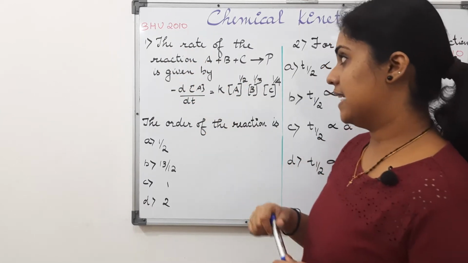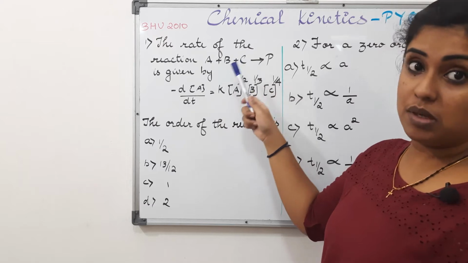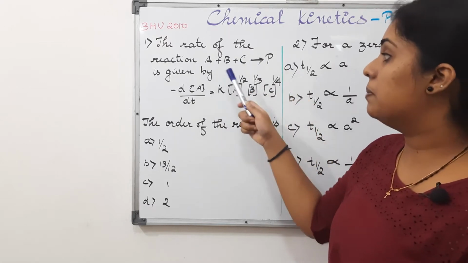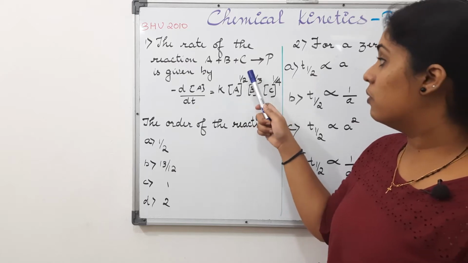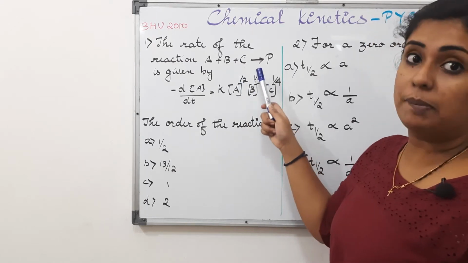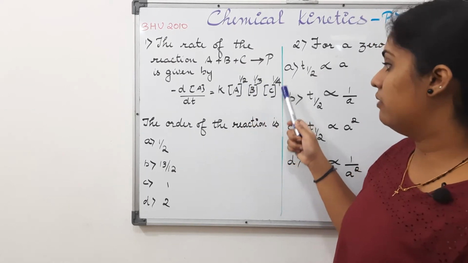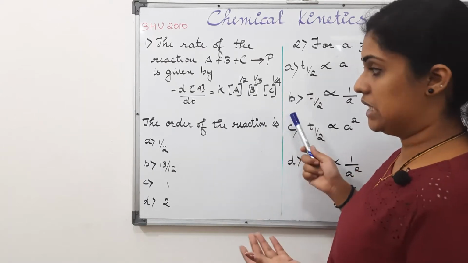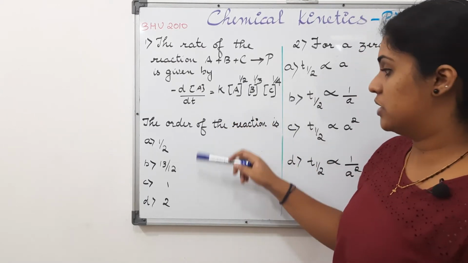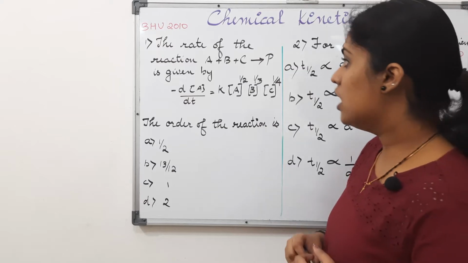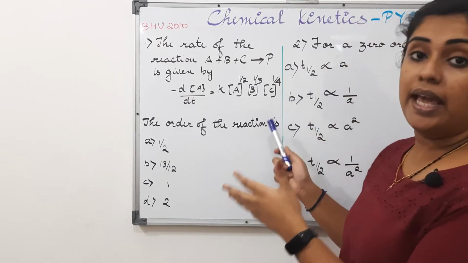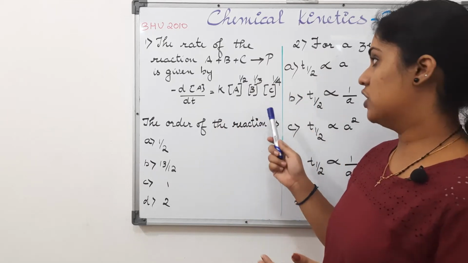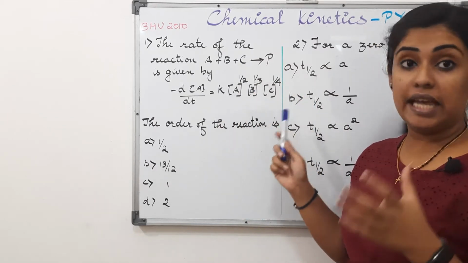The question says that the rate of the reaction A plus B plus C giving product is given by minus dA by dt equals K times A power 1 by 2 times B power 1 by 3 times C power 1 by 4. And the order of the reaction is, we have to choose one of the options. 4 options are given. So to find the order, what do we have in the question? We have a rate law, or a rate expression, or a rate equation for the reaction.